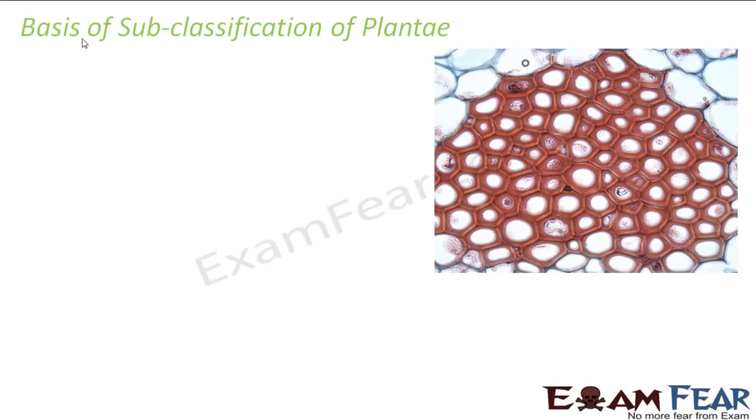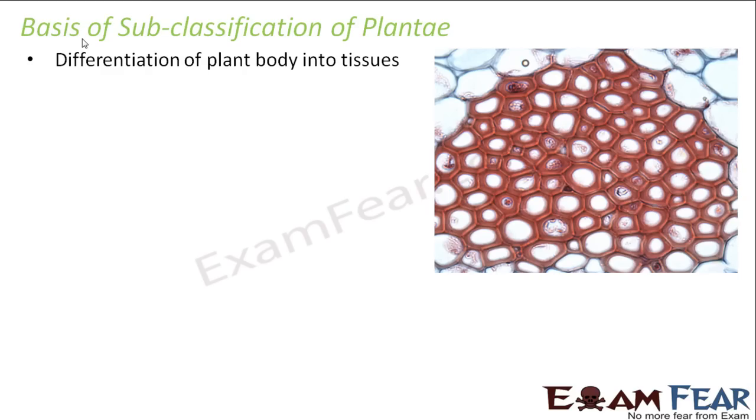Let's see what was the basis of subclassification of plant kingdom. For the plant kingdom, what all were the basis of subclassification? The first was differentiation of plant body into tissues. Some plant bodies were very simple. There was no differentiation of the plant body, that means there were no distinct parts of the plants.